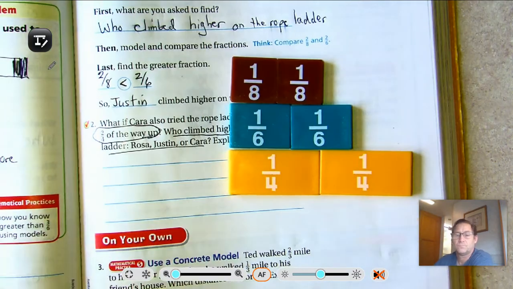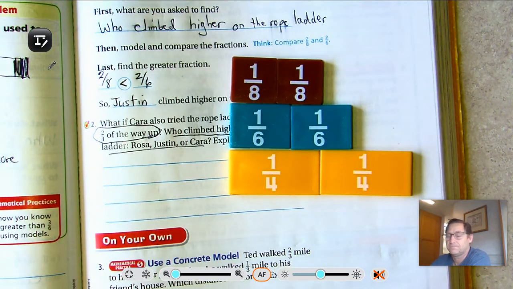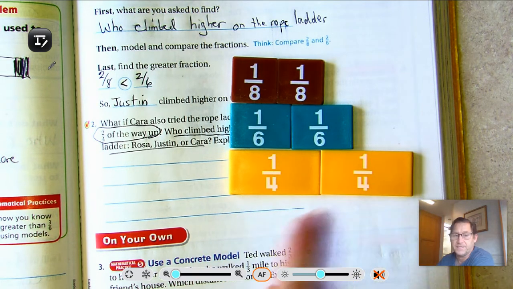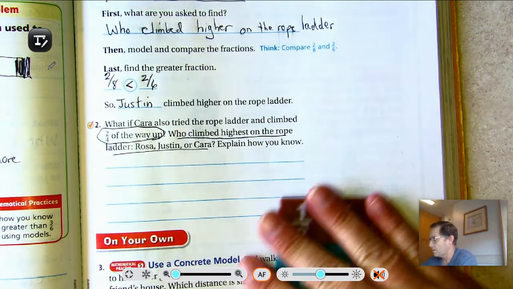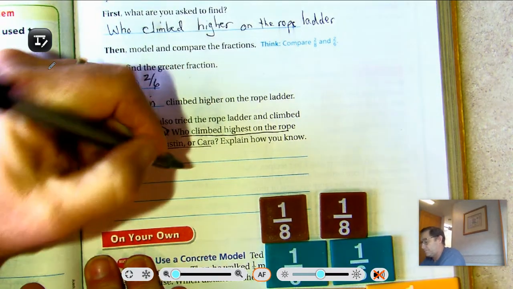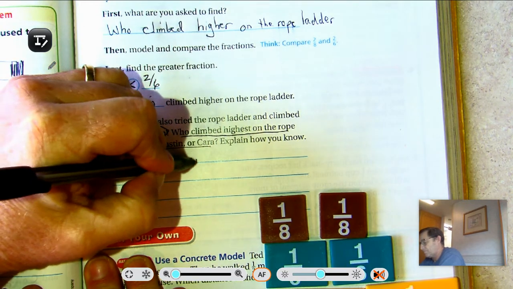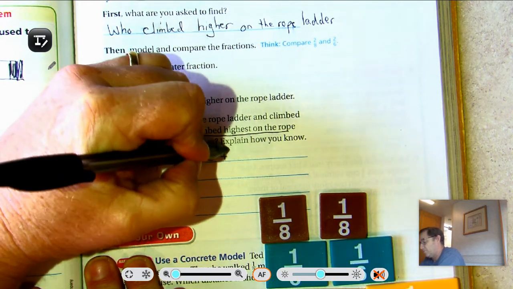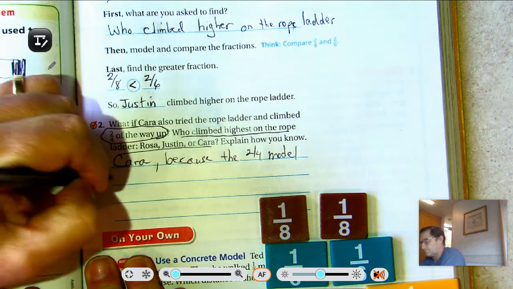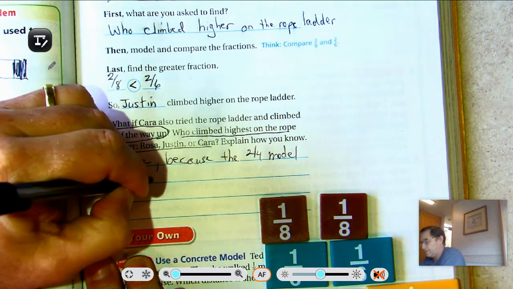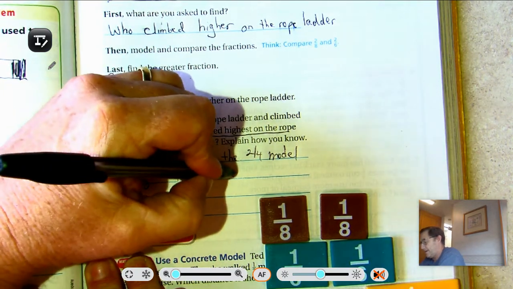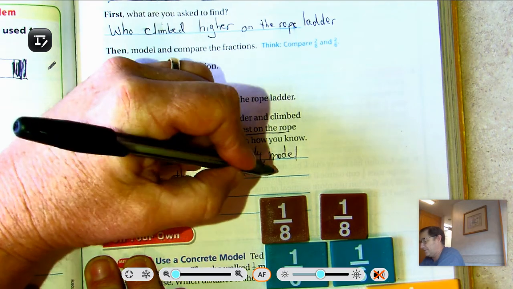Okay, so which one is higher up? The longer fractions, right? So the 2/4 is further. So Kara, because the 2/4 model is longer than 2/8 and 2/6.